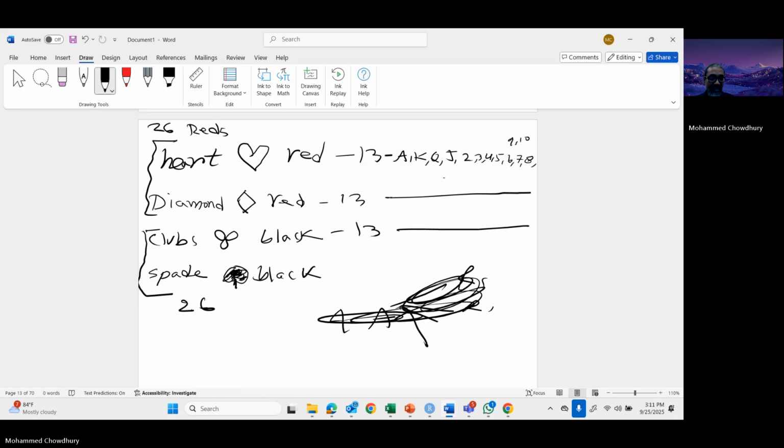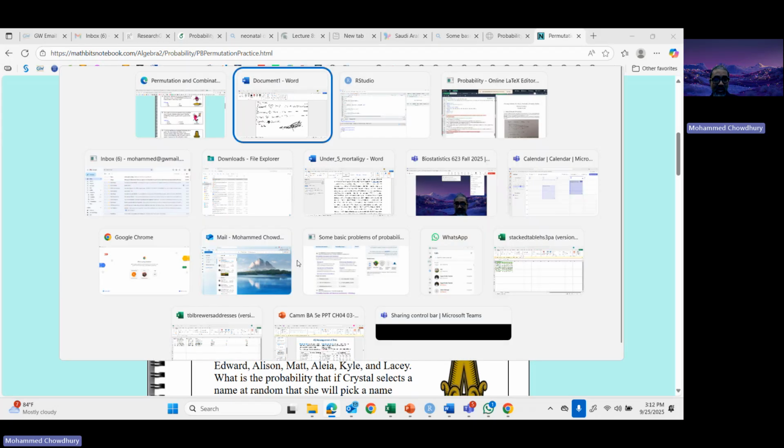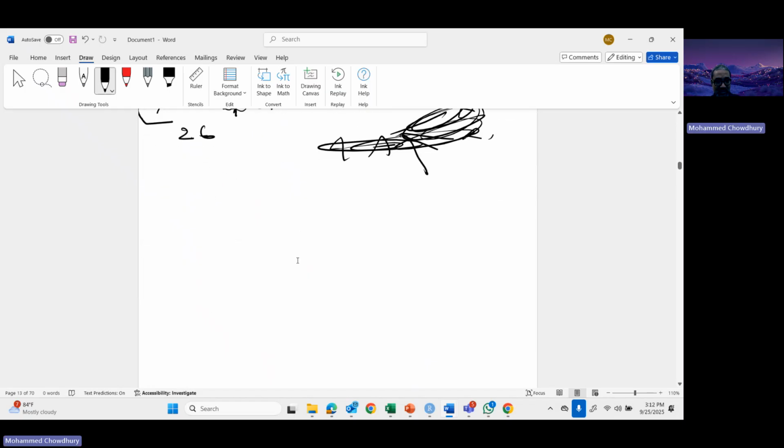Okay. So now let me go and discuss a problem. Two cards are drawn at random from a standard deck of cards without replacement. Find the probability of drawing an 8 and a queen in that order. How many ways can you draw two cards? They are asking you to find the probability, right? The 52 choose 2, right? There are 52 cards, right?